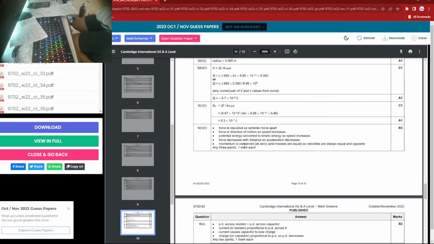Force is repulsive, so spheres move apart. Move in opposite directions. Force in direction of motion, so speed increases. Okay, I did not write this down. Potential energy converted to kinetic energy. I also did not write this down. Momentum is conserved, so velocities are always equal and opposite. Okay, I did write this down. Same speed, opposite direction, since momentum is conserved. Okay, so that's 1 mark.